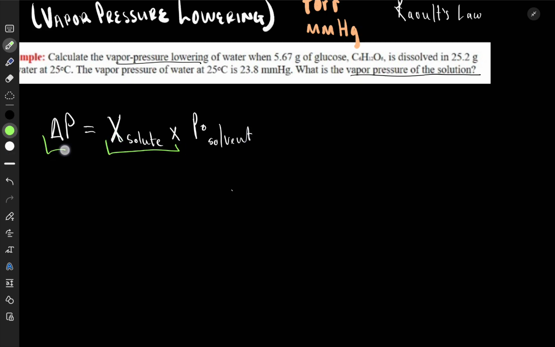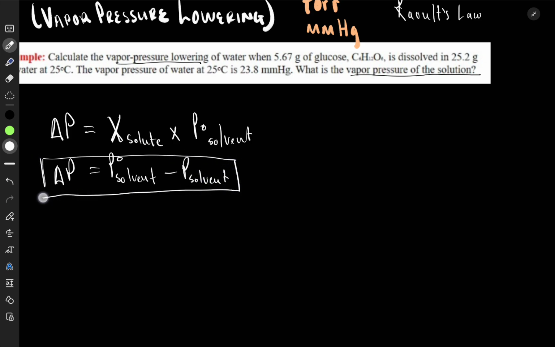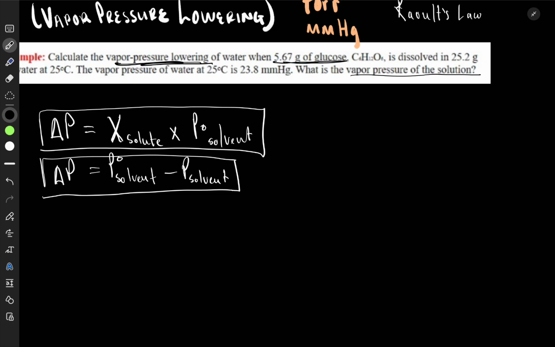Then this will become delta P, right? We've seen again that delta P is the initial pressure minus the final, because it is a lowering. So we'll use these two. Now let's find what we want. What is the first thing we want? Calculate the vapor pressure lowering when you have 5.67 grams of glucose and 25.2 grams of water.